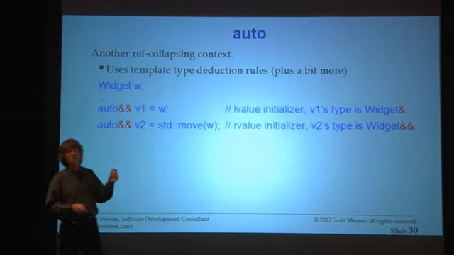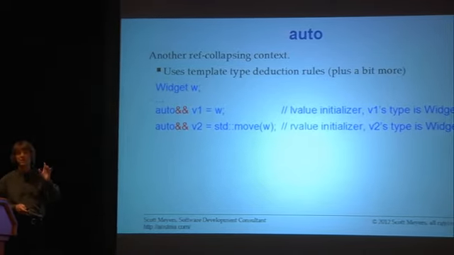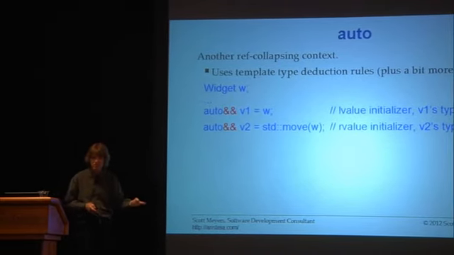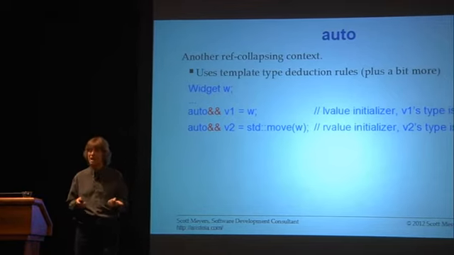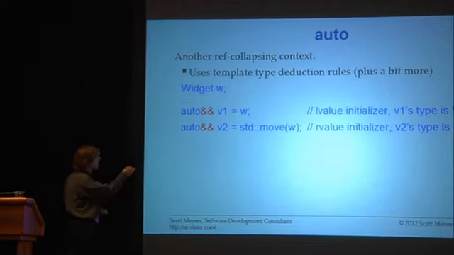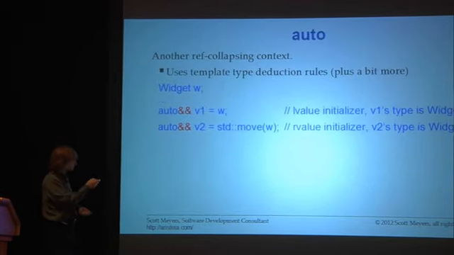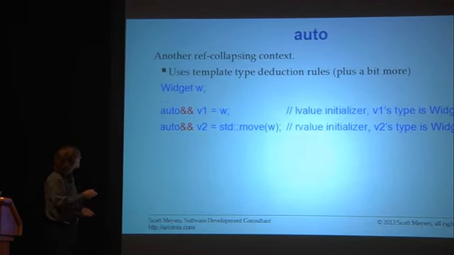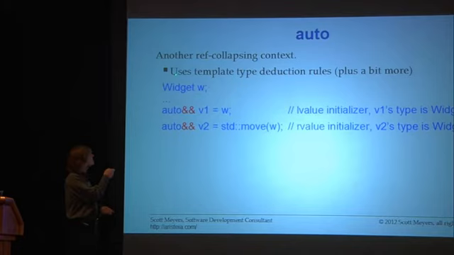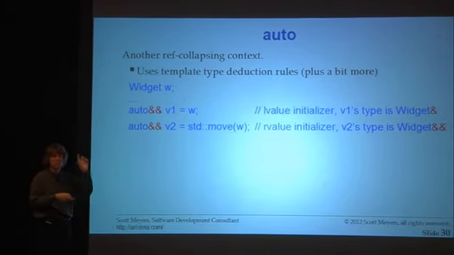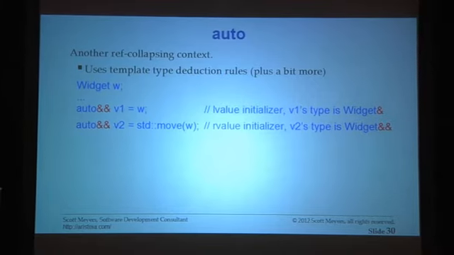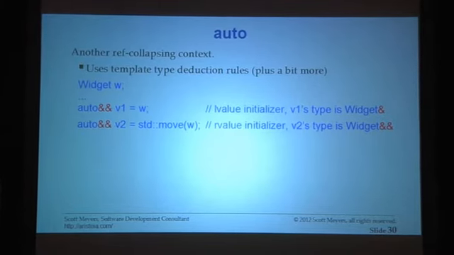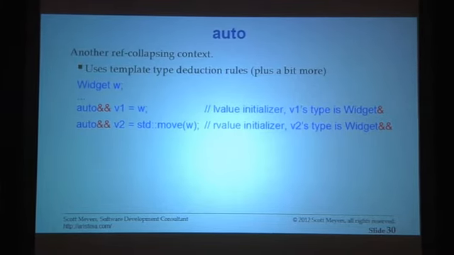I said at the beginning of the talk there are four contexts in which we can have universal references. It should not surprise you that there are four reference collapsing contexts. So auto is the second one. Auto uses template type deduction rules plus a tiny bit more, but for purposes of discussion here, the rules for type deduction for auto are exactly the same as the rules for type deduction for templates.